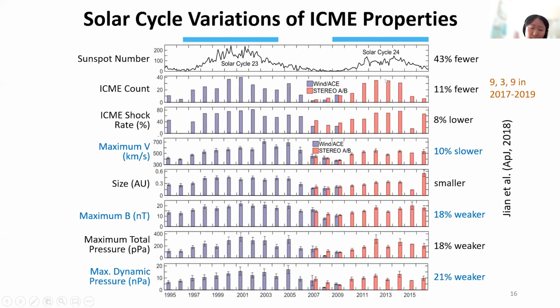We identified them by visual inspection and using a lot of criteria, including the heavy ion charge states whenever they are available. And they are fewer events, and these are the numbers for the recent 3 years. And the shock rate is slightly lower, and they are slower and weaker, consistent with the weaker cycle 24.